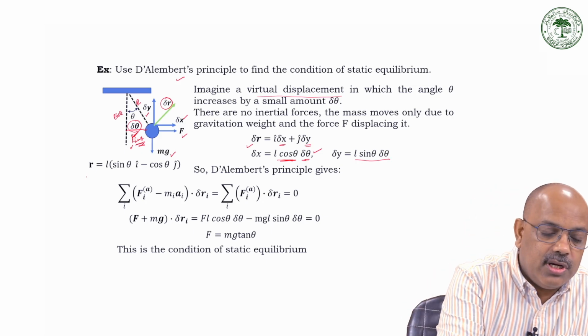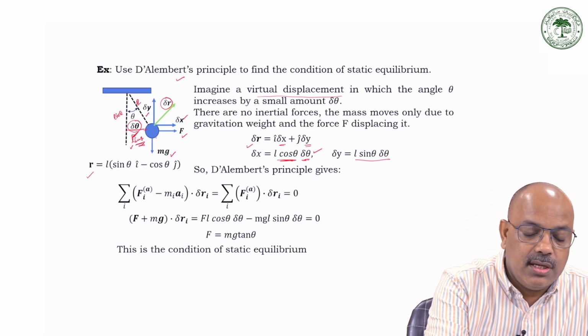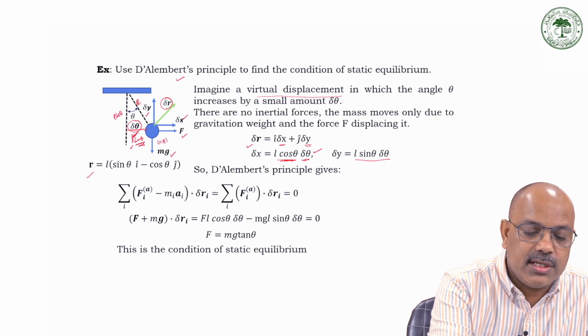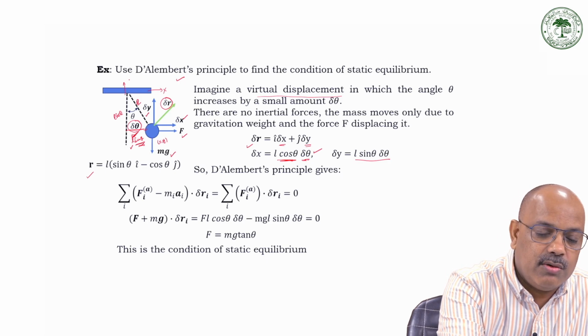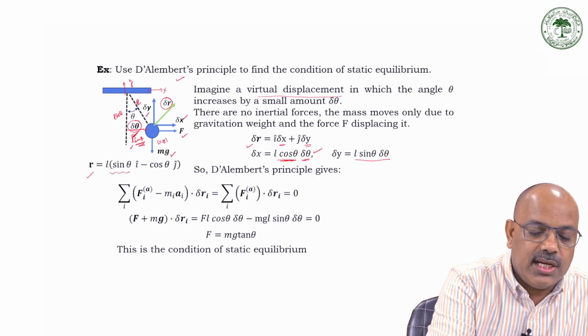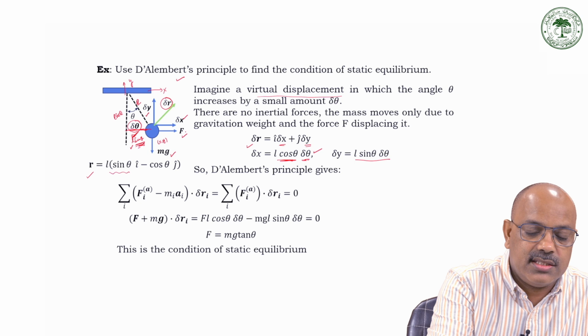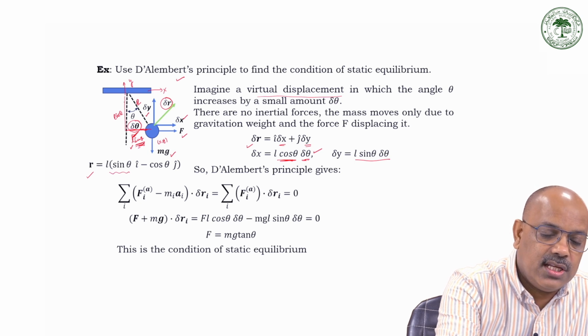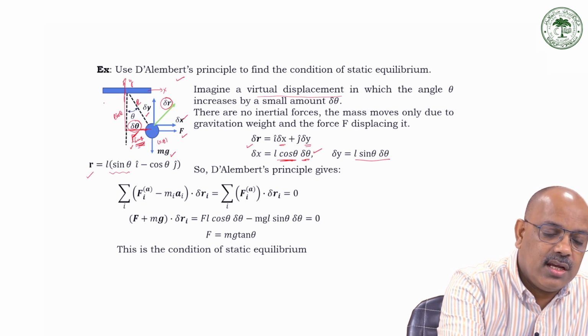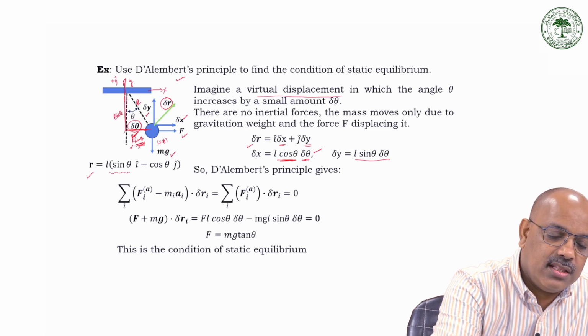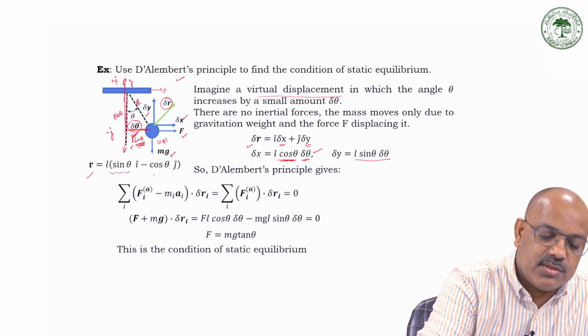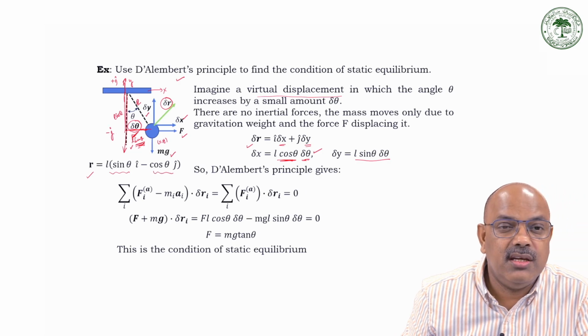And r, if you remember, the position coordinate, depends upon x and y. This is my x and this is my y. This is L sin theta in the x direction, and this is L cos theta in the opposite direction. This is the positive x, plus i direction, and I'm considering this as minus j, so this is minus L cos theta j. This is my r.